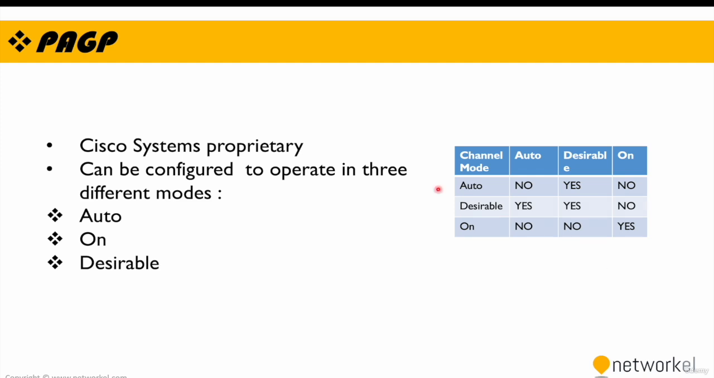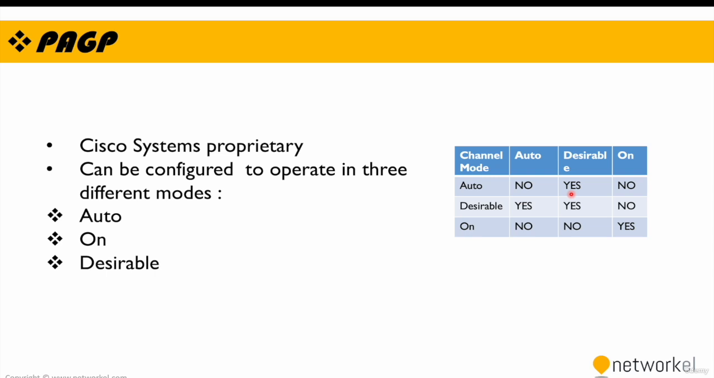If you see the chart on the right of the screen, that will show you in which modes you will be establishing a PAGP. If you are using channel mode auto on one switch and channel mode auto on the other switch side as well, you will not end up with a successful PAGP. On the other hand, if you use auto with desirable, you will end up with a successful PAGP. So you can match the modes together as per the chart, and you can see when you will be establishing this PAGP.